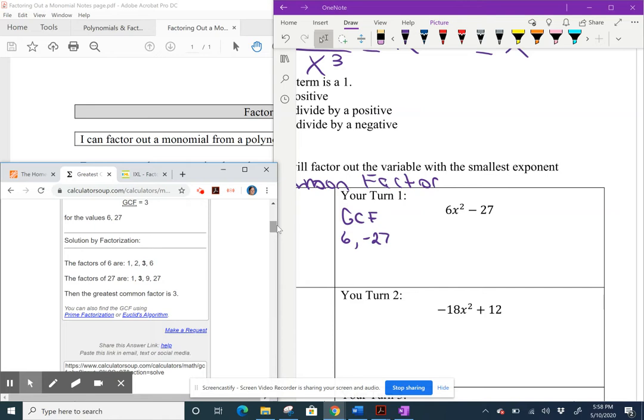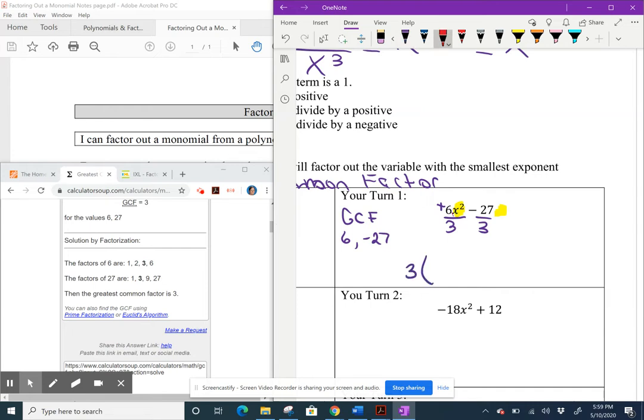Now, the factors of 6 are 1, 2, 3, and 6. The factors of 27 are 1, 3, 9, and 27. So the biggest factor that's in common is a 3. Notice I'm choosing a positive 3 because 6 was positive. Now you want to look at the variables. The first term has an x squared. The second term has no variable. Since they do not share a variable, the greatest common factor is just the number 3.